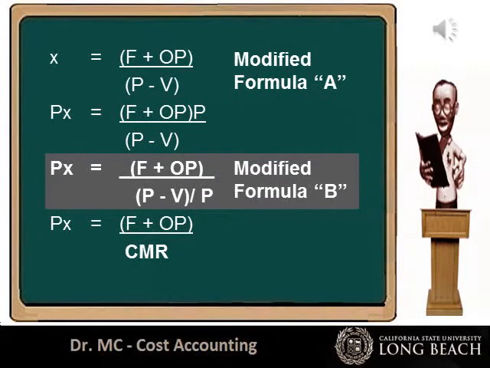As we did before, we can multiply both sides of the modified formula A by P to get a modified formula B, which reads Px equals F plus OP divided by P minus V divided by P. Please remember that the denominator, which is P minus V divided by P, is referred to as the contribution margin ratio, and that the modified formula B also can be written as Px equals F plus OP divided by the contribution margin ratio.